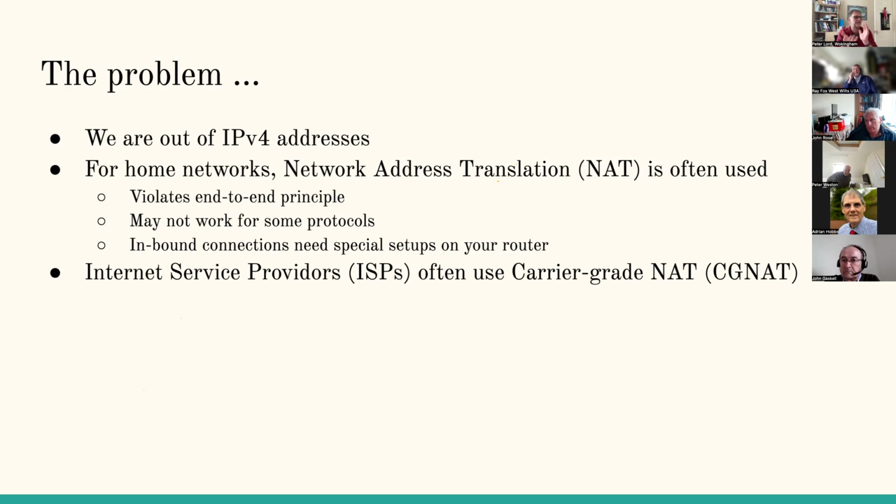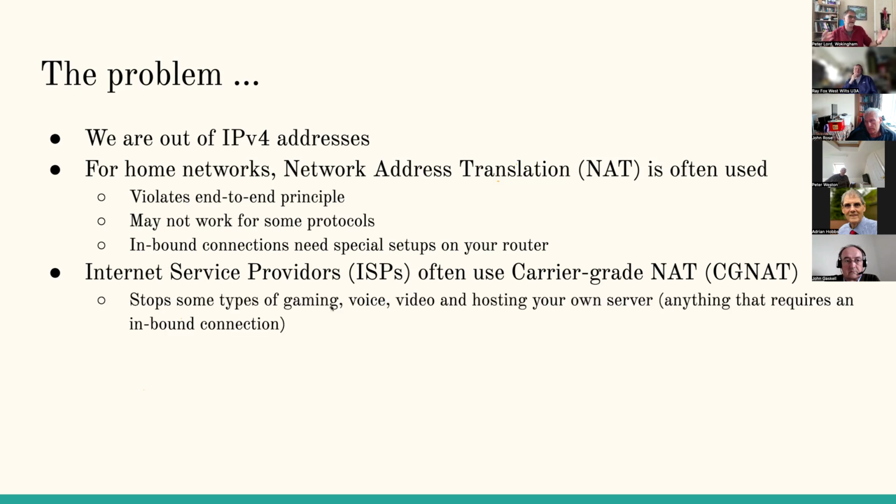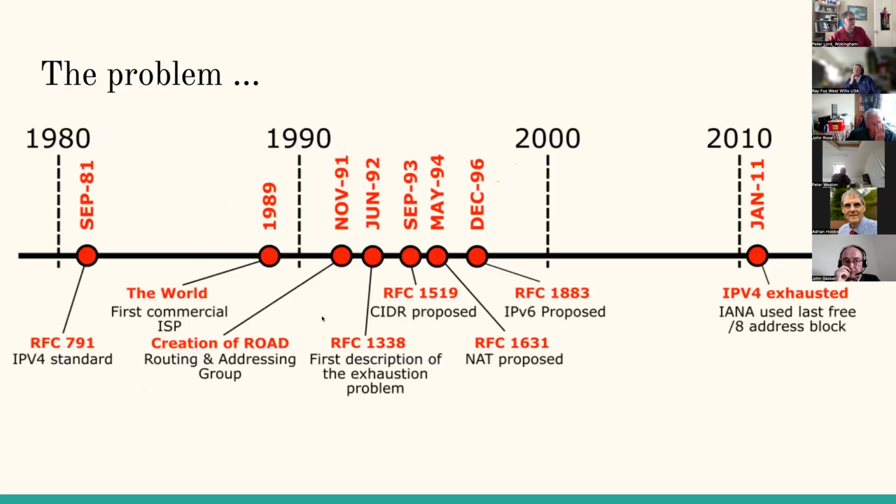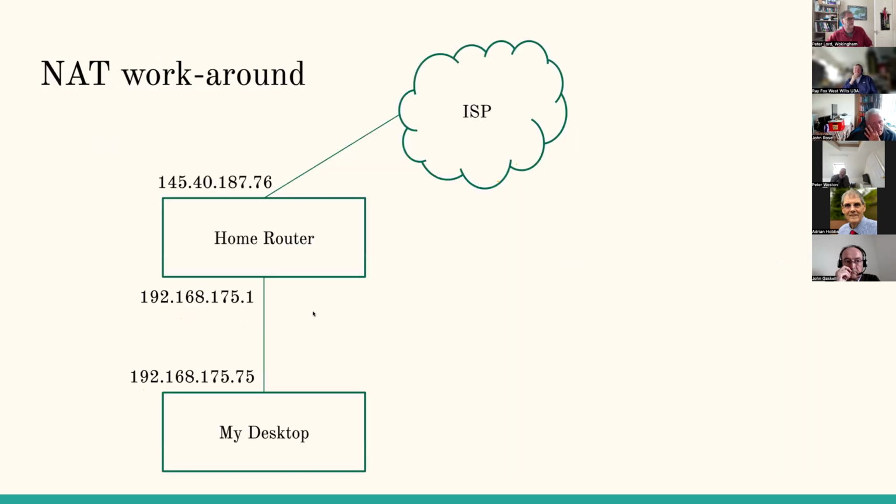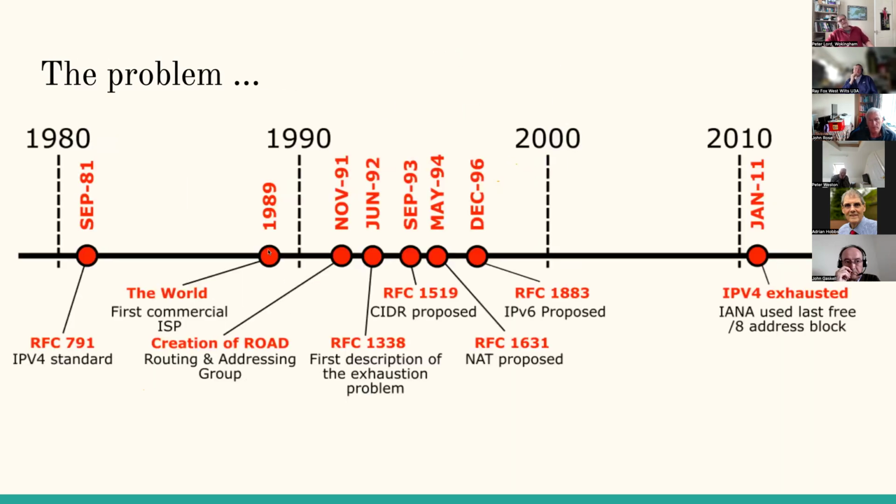If you're a gamer, for example, you will want to get your internet connection from a company who doesn't use CGNAT. Some types of gaming, voice over IP, even video hosting really get hard to work with under CGNAT. And yeah, we've got a little diagram of that, but this is a timeline.